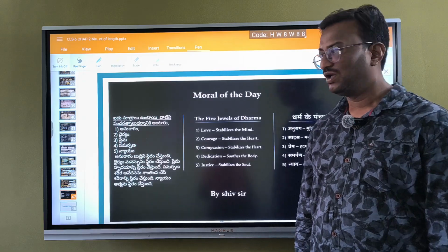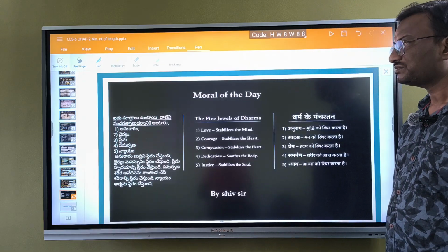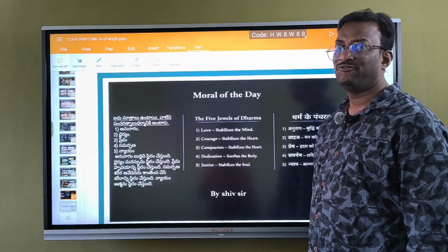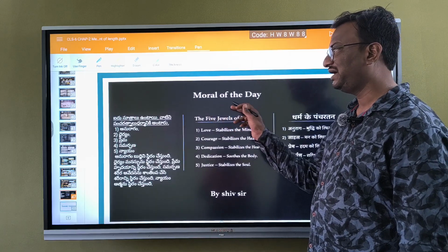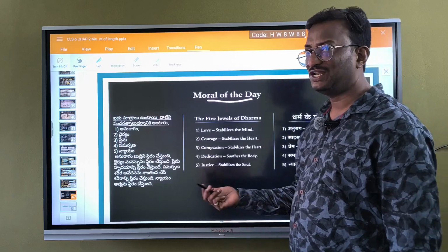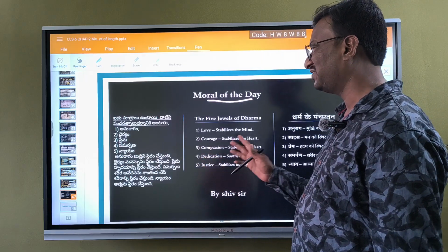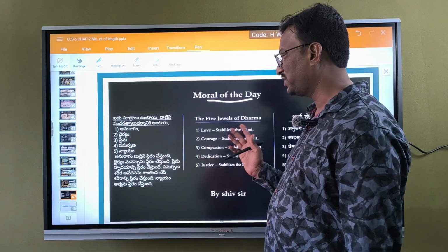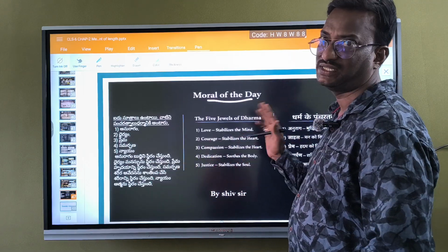I think it will be more interesting to you, but we go for the moral of the day at the end. I will say it in Telugu, and there is a conversion here in Hindi and English. If you are comfortable in English, you can read this. If you are comfortable in Hindi, you can read that, right?